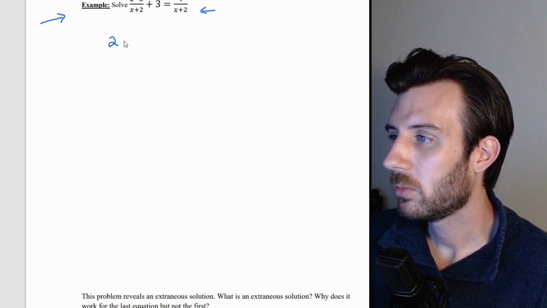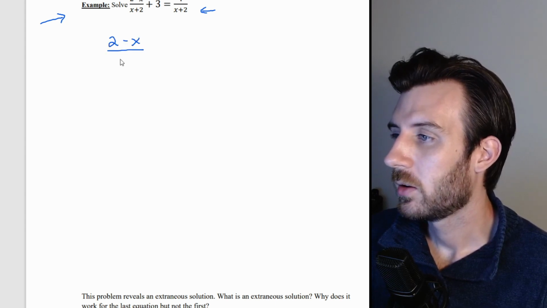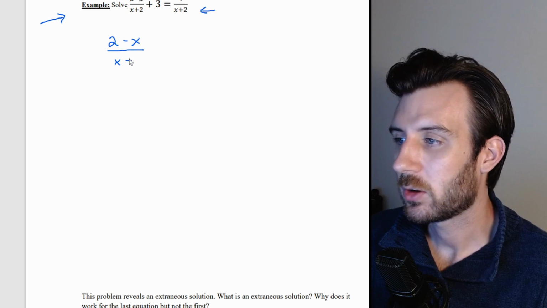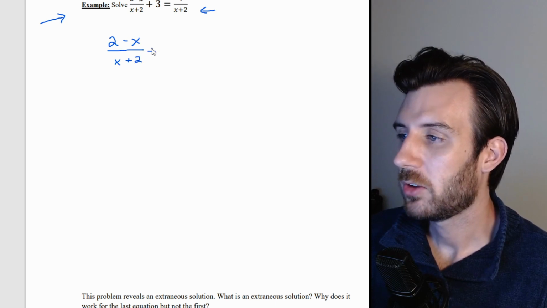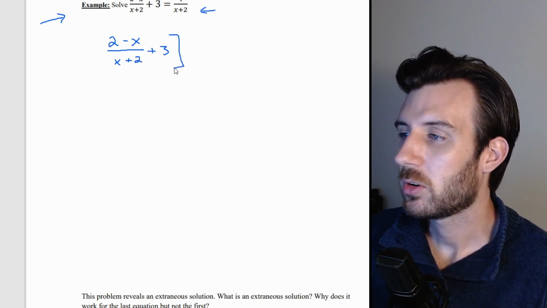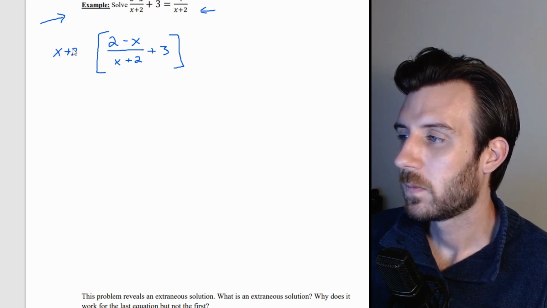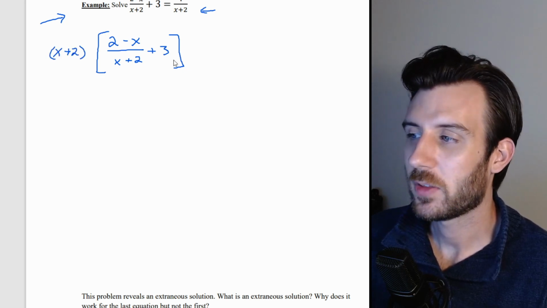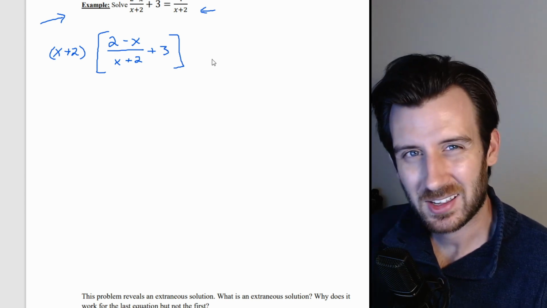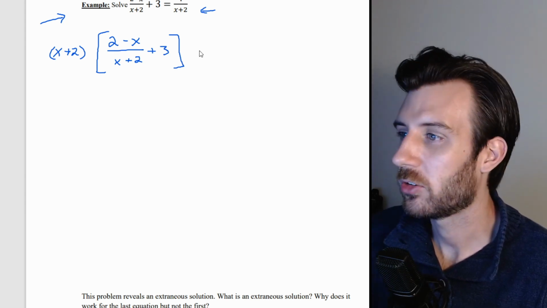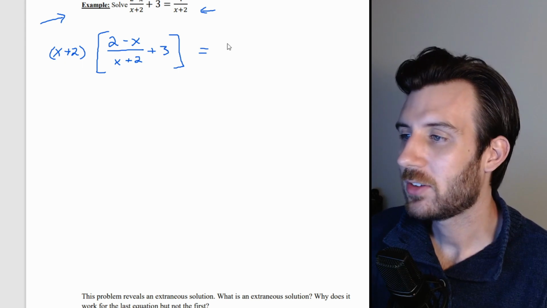I have 2 minus x divided by x plus 2. I'm just going to copy down the original problem, plus 3. And I'm going to multiply all of that by x plus 2. Now be careful to put parentheses around the x plus 2 to show that we're multiplying by the entire x plus 2, not just the 2 and not just the x. And if we do that to the left-hand side, we're going to do that to the right-hand side to keep everything balanced.